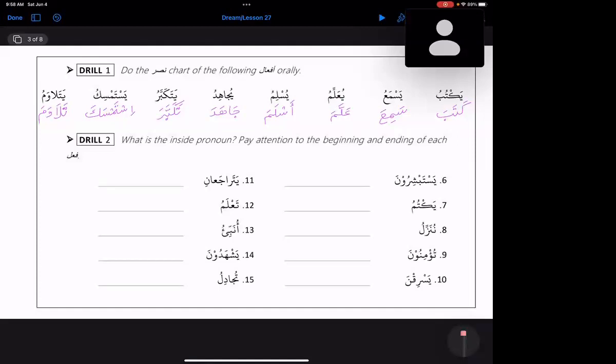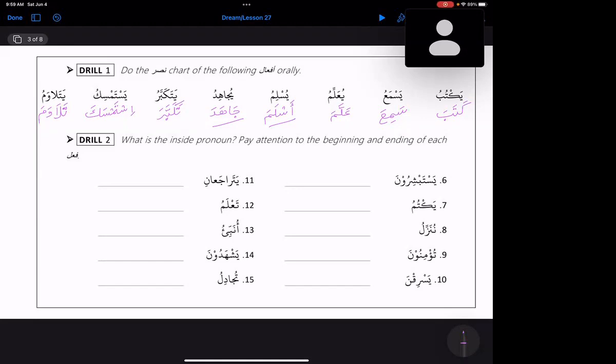Okay, now aslama: he submitted. And the word Muslim comes from here. Muslim means the one who submits completely. So subhanallah, we call ourselves Muslim, which means we are totally in submission to Allah subhanahu wa ta'ala. And then jahada, yujahidu means to struggle.